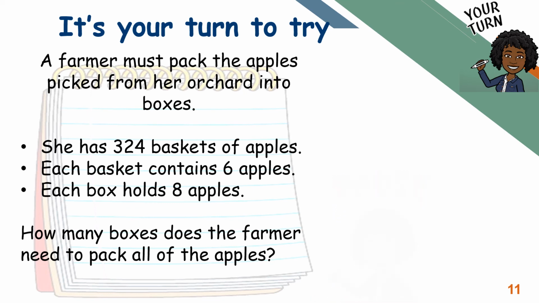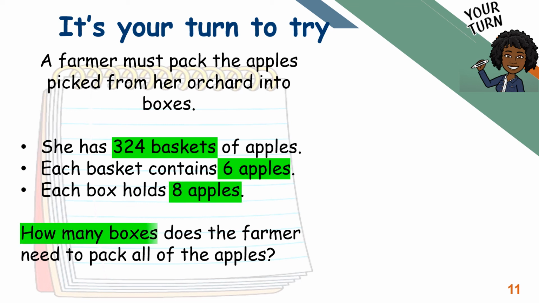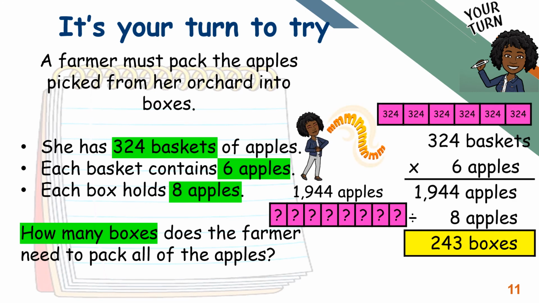First, we have to know what the problem gives us. 324 baskets each with 6 apples, and each box holds 8 apples. The question asks us how many boxes are needed to pack all of the apples. I used models to help me see what was going on. First, I found how many apples were picked total by multiplying 324 times 6. Then I divided that number by the number of apples each box holds. The answer is 243 boxes needed to pack all of the apples.